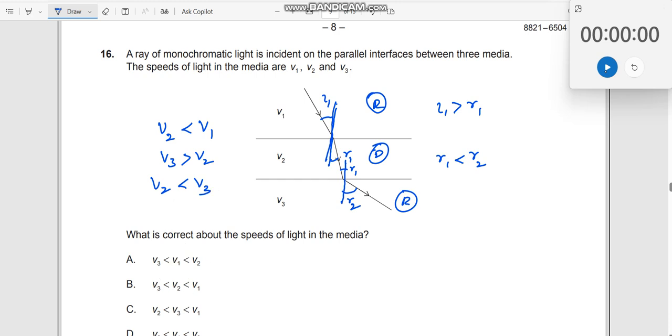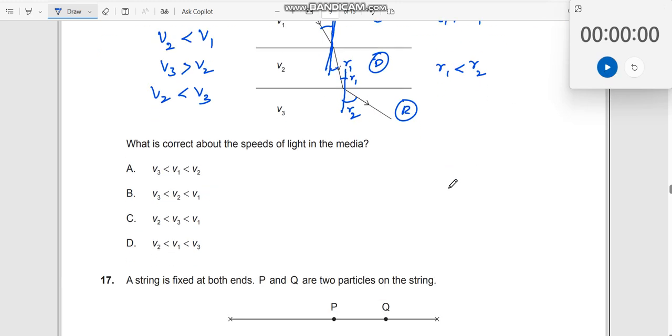So now let us look at the options here. The option says V3 less than V1. In fact, you can now say V2 less than V1, V2 less than V3, which means V2 is the least amongst them. So definitely V3 is not the least, so these two are incorrect. So we have two options here. The options could be V2 less than V1 less than V3, or V2 less than V3 less than V1. Who comes first here?